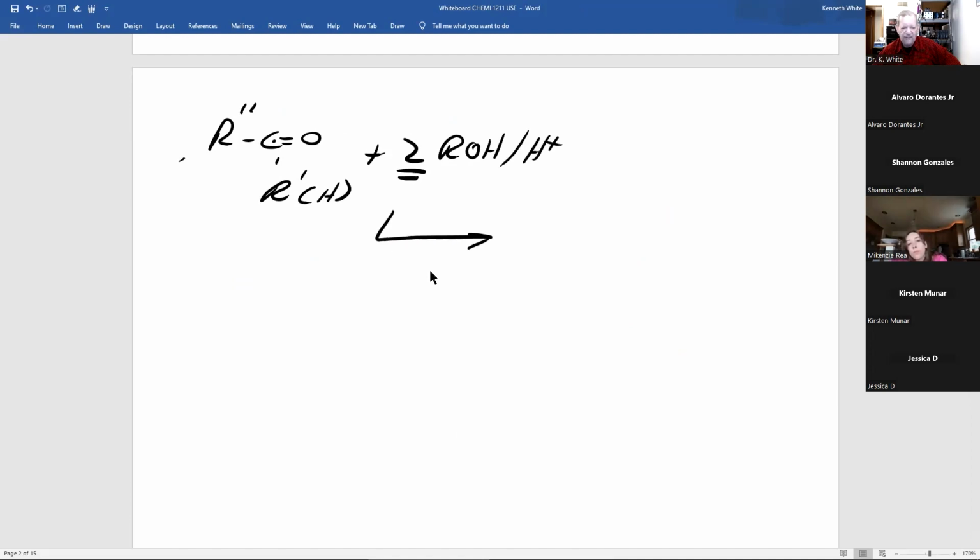Keep your eye on the carbonyl carbon because that's where the fun is. And it does happen there. What's attached to it, R prime or hydrogen, and R double prime is there. And now instead of OH and OR, because you have 2 alcohols, you'll have 2 ORs on there.